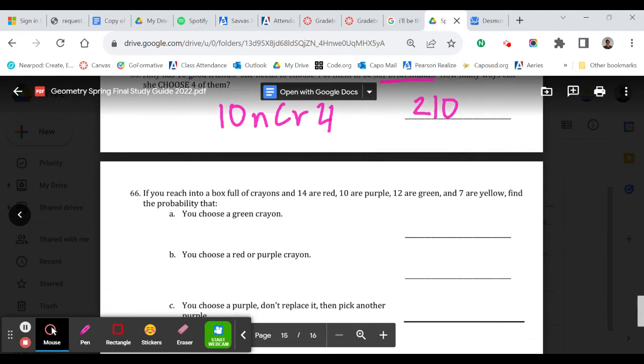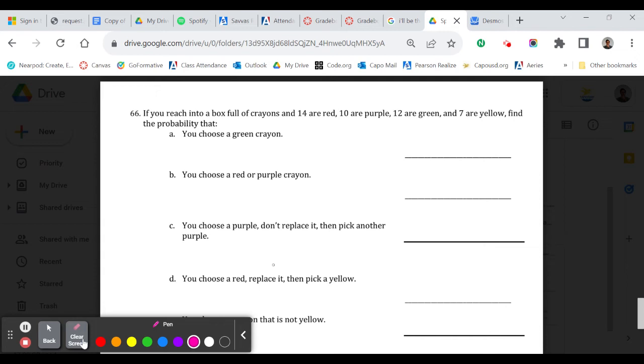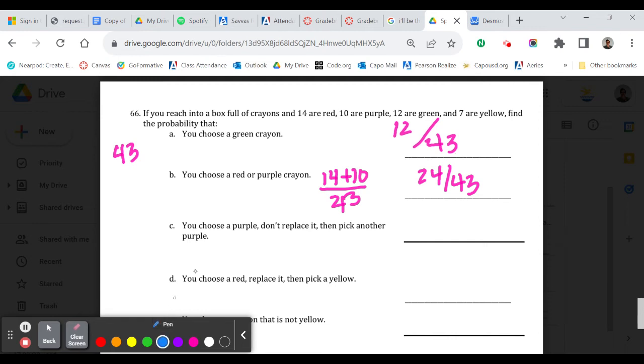Okie dokie. All right, so probability. This is all about favorable out of total. So there's a total of 43 crayons. So 43 over green, which is 12. That's it. Red or purple, so we're going to take the red plus the purple, because both of those are favorable, over the total, which is 43. So we get 24 over 43. Again, that doesn't simplify.